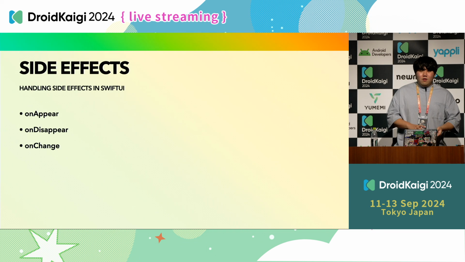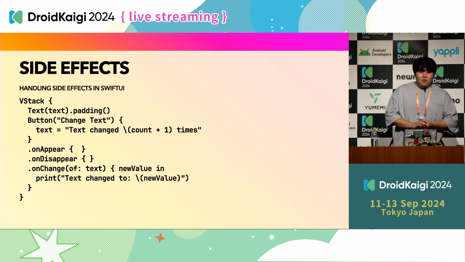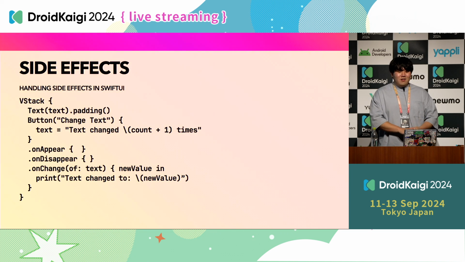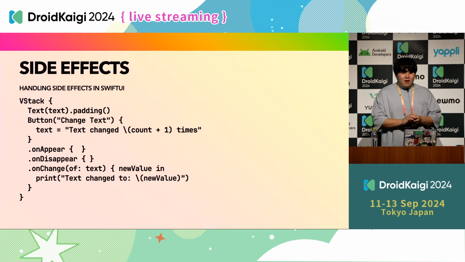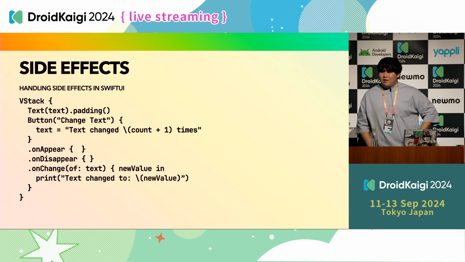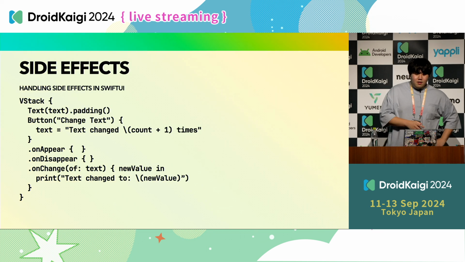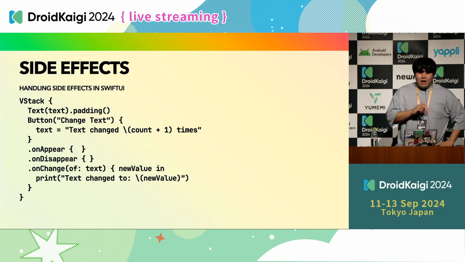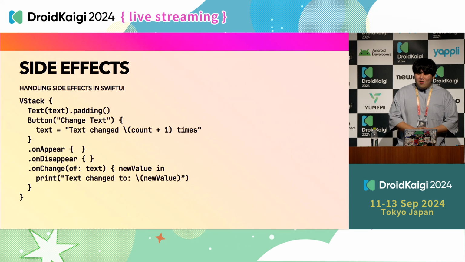SwiftUI also has similar side effect handlers. In SwiftUI, side effect functions are directly chained to the component. Now, do you have a rough understanding of what each function does? onAppear triggers when the component appears on the screen, onDisappear when it disappears, and onChange is executed when the value specified by the of parameter changes.